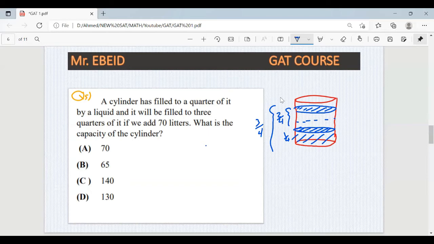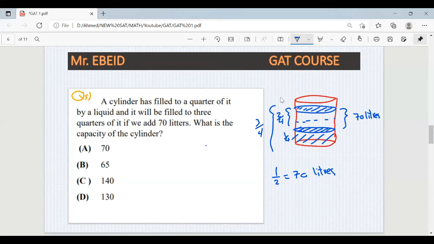We add 70 liters, means 2 quarters equals 70 liters. What is the capacity of the cylinder? Okay, now we know that 2 quarters equals 70 liters. It means 1/2 equals 70. 1/2 of the cylinder equals 70 liters.